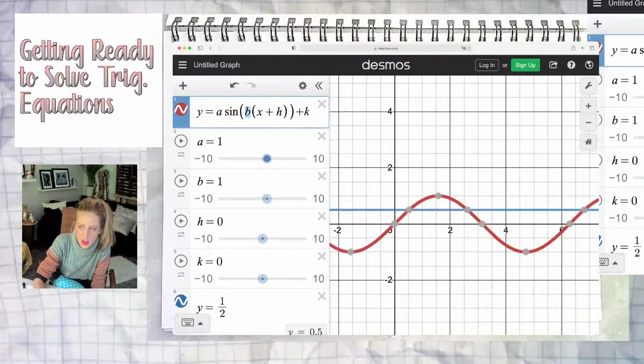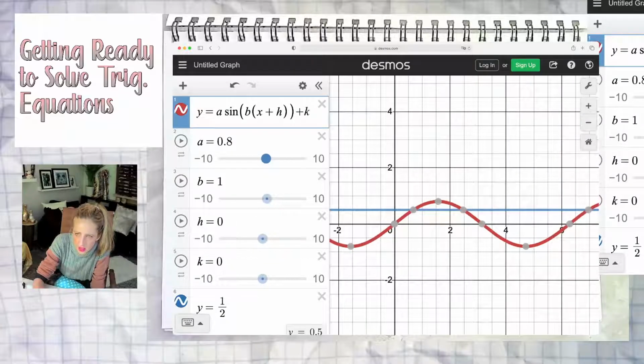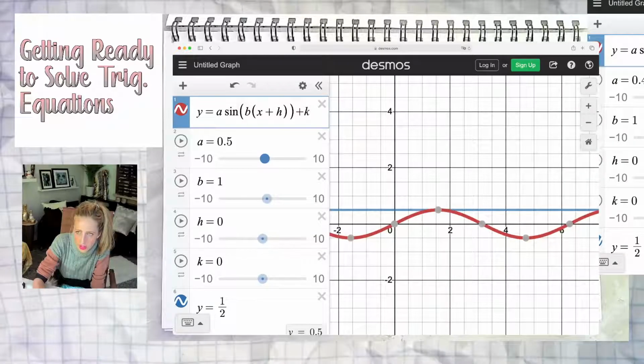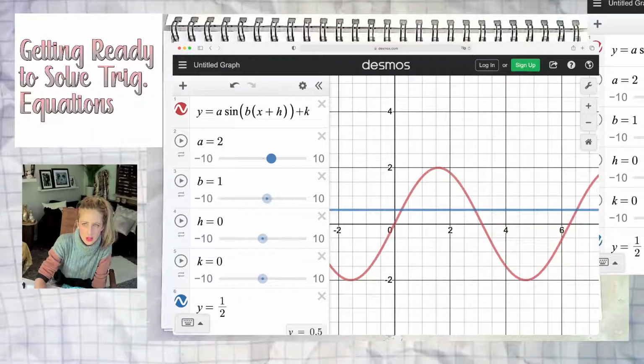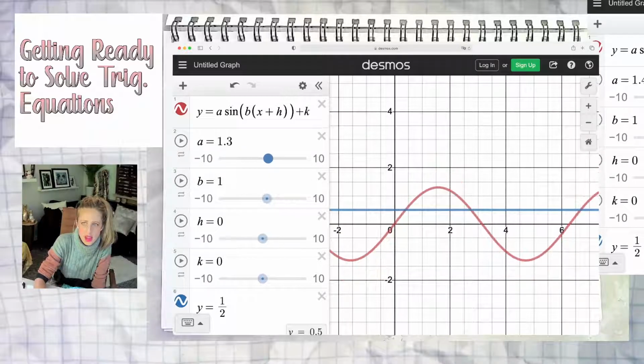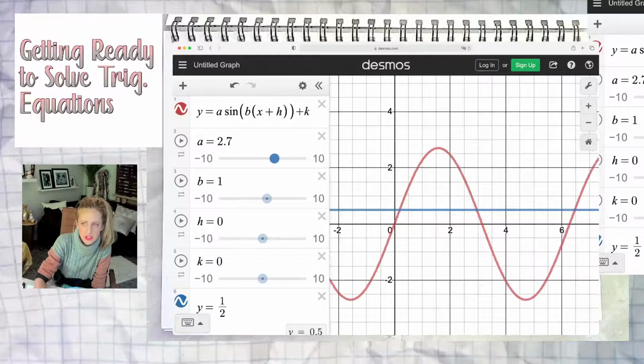Oh, and if I make A smaller than 1, look what happens here. Do you see it gets squashed closer and closer and more flat? All right. What do you think will happen when A is negative? What do you think will happen if I make A become negative?